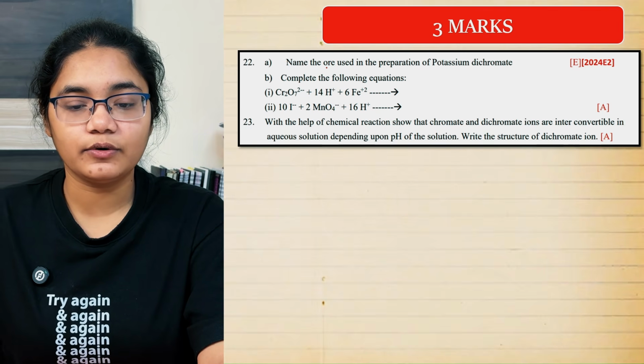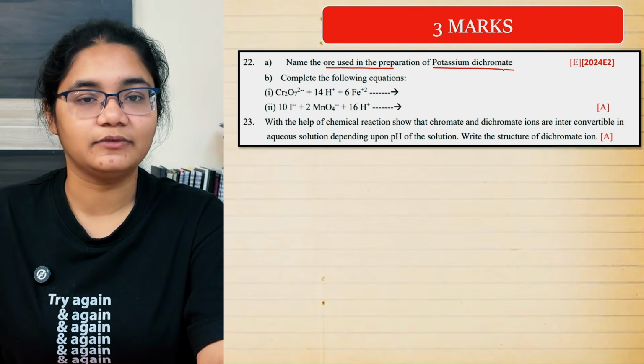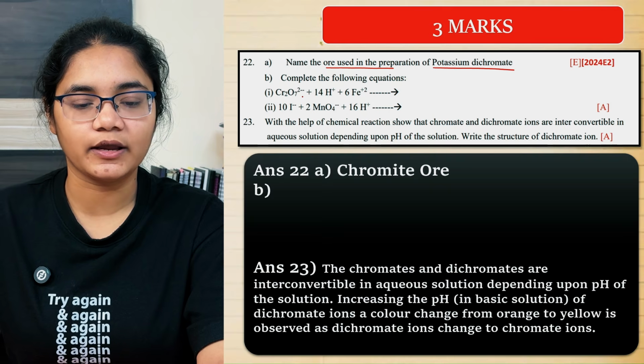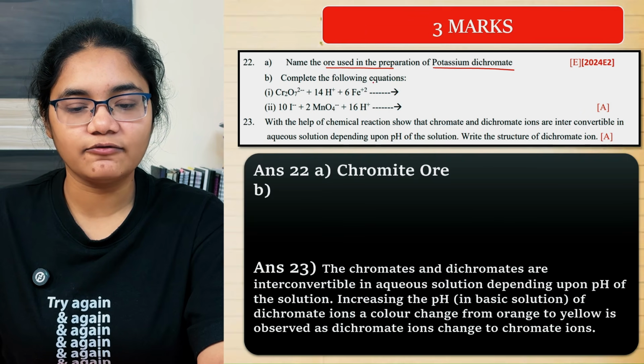Next, question number 22. Name the ore used in the preparation of potassium dichromate. So that is your chromite ore. Okay. Next, complete the following equations.